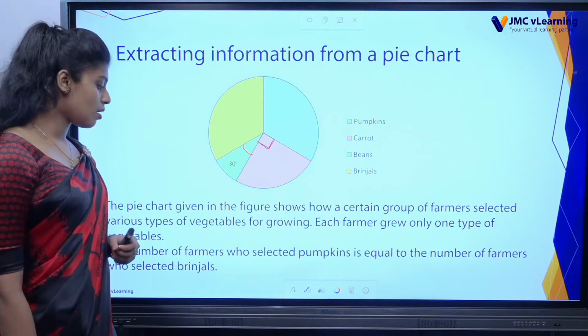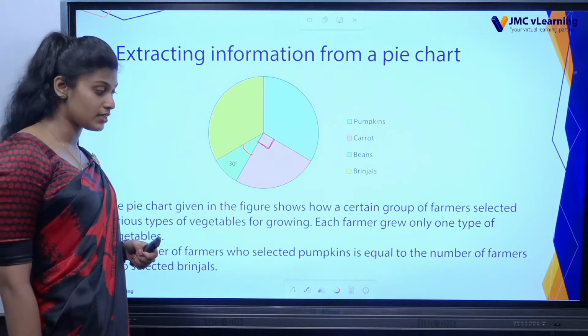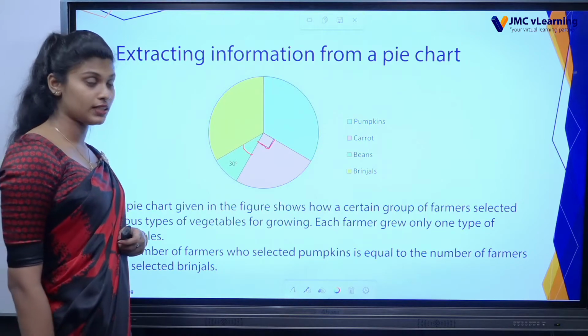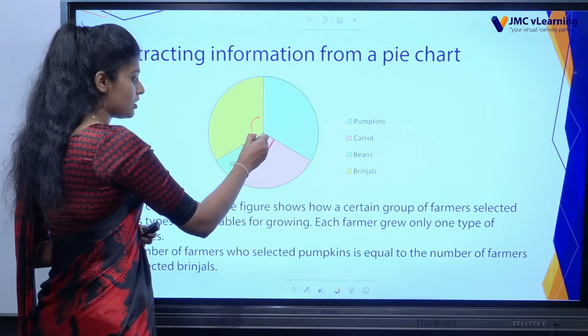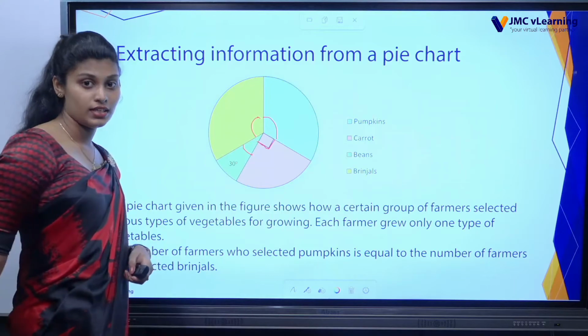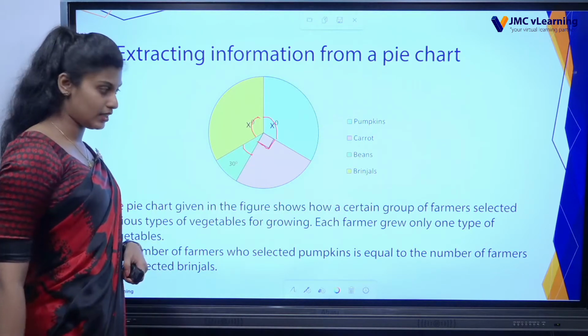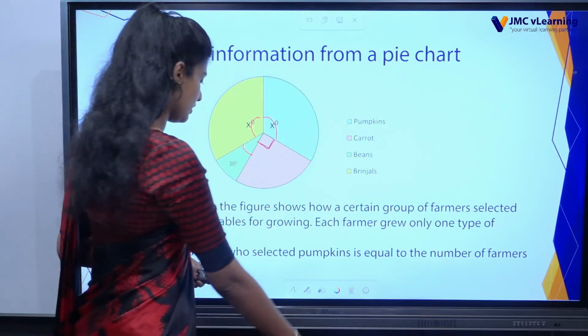The number of farmers who selected pumpkins is equal to the number of farmers who selected brinjals. That means these two magnitudes are equal to each other. Then I am taking them as x degrees.